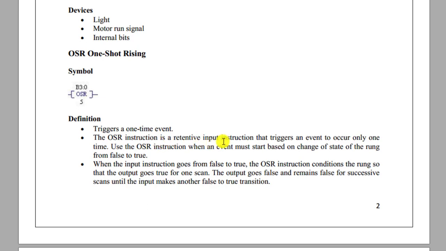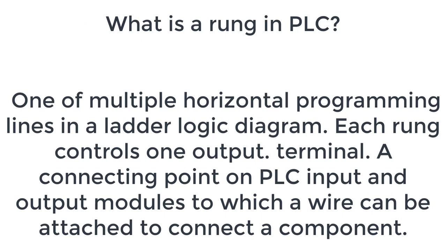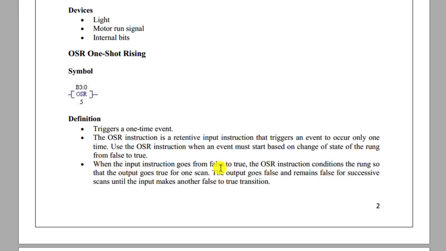retentive input instruction that triggers an event to occur only one time. Use the OSR instruction when an event must start based on change of state of the rung from false to true. When the input instruction goes from false to true, the OSR instruction conditions the rung so that the output goes true for one scan. The output goes false and remains false for successive scans until the input makes another false to true transition. You will learn this in detail when I explain the examples to you.